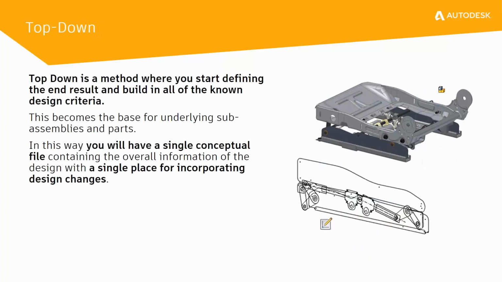Because of this construction methodology, there is a lot of dependence between the system. Essentially everything has a dependence on various other aspects of the design. Now, top-down is the opposing method, where we start by defining the end result and build all of the known design criteria into essentially the top of our design. In this way, it can help you to create a single conceptual file, which is great, because if you need to make a change to your design, then you can do so by making a change from one area rather than across multiple different locations.